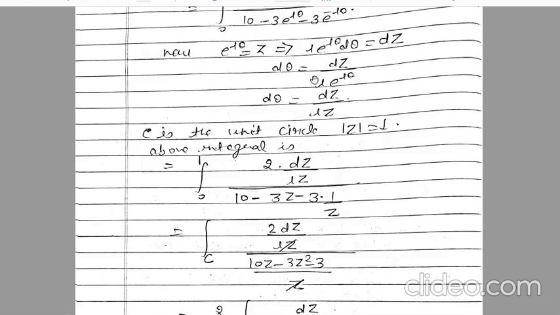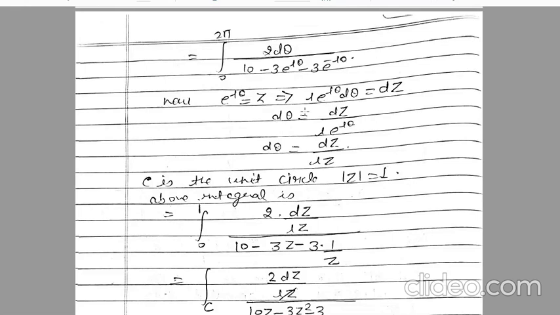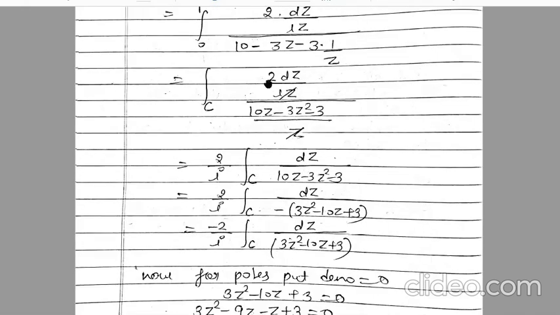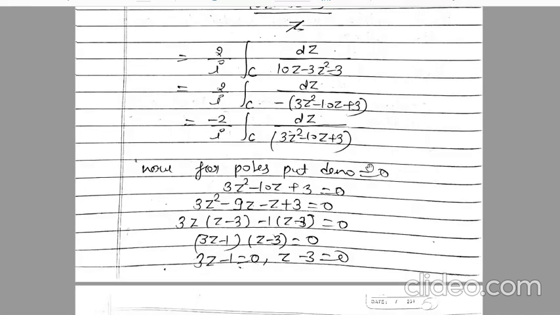10 minus 3z, where is it coming from? 10 minus 3z for e to the power i theta, and minus 3 for e to the power minus i theta, that means 1 upon z. Right? So just solve this and you will get your final integral. 2 upon i is a constant, outside, then dz upon 10z minus 3z square minus 3. Right? So 2 upon i, integration over C of dz upon minus, taking minus common outside, 3z square minus 10z plus 3. So this is our z form integral. Right?